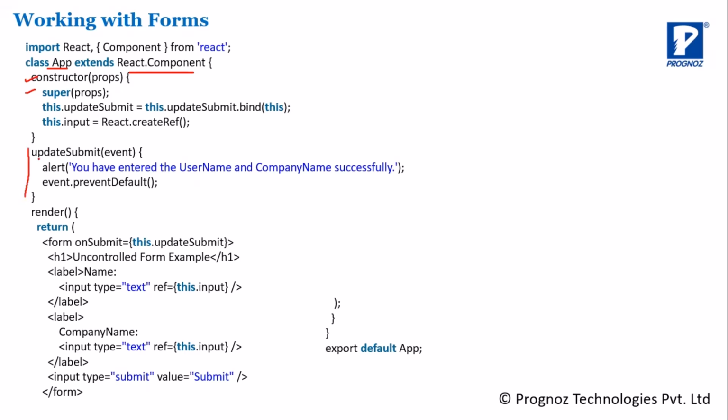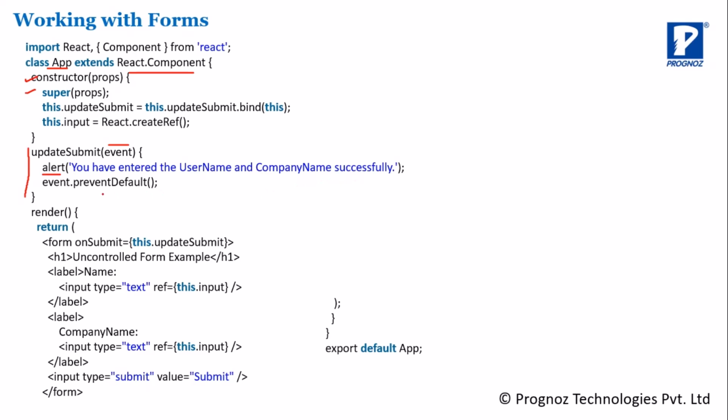We can say we have created an update submit function, and we are passing the parameter called event. Inside the update submit method, we have just declared an alert function to display some message: you have entered the username and the company name, whatever you have entered.